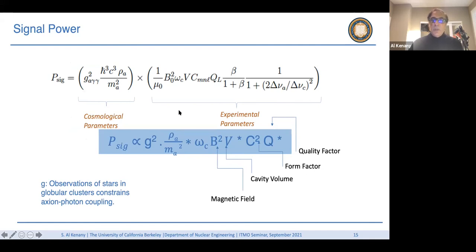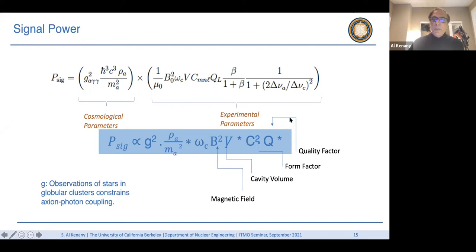What we are measuring here, what we expect to come out from the cavity, is determined by cosmological parameters and by experimental parameters. The cosmological parameters we cannot control. They are dictated by the physics and by our theoretical understanding of the standard model of particles and cosmology. Part of it is the mass of the axion, what we are suggesting the mass is, then the density of the dark matter, and then the observation of stars in globular clusters constrains the axion-photon coupling, which is this parameter here.